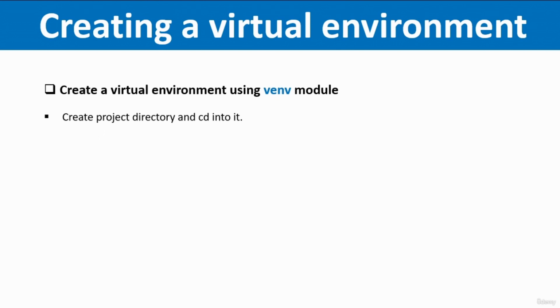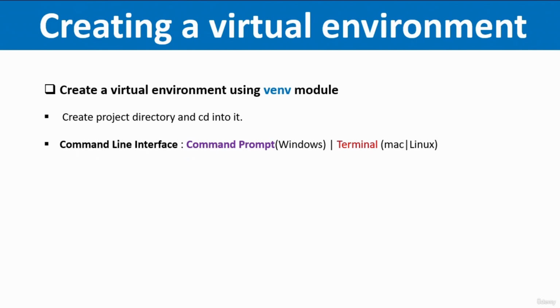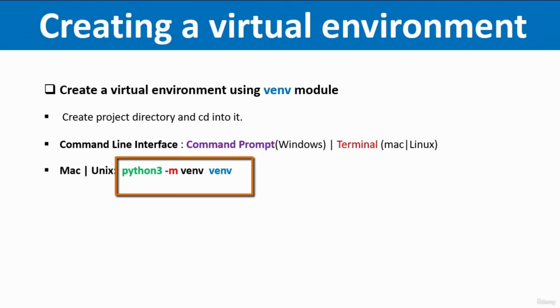And then you go to the command line interface, which is the command prompt on a Windows computer or the terminal on a Mac or Linux-based computer. Once you are in the command line interface, if you're on a Mac or Unix-based computer, you type in this command python3 -m venv. venv is the Python module that you use to create the virtual environment. You do a space and then you give the virtual environment a name.